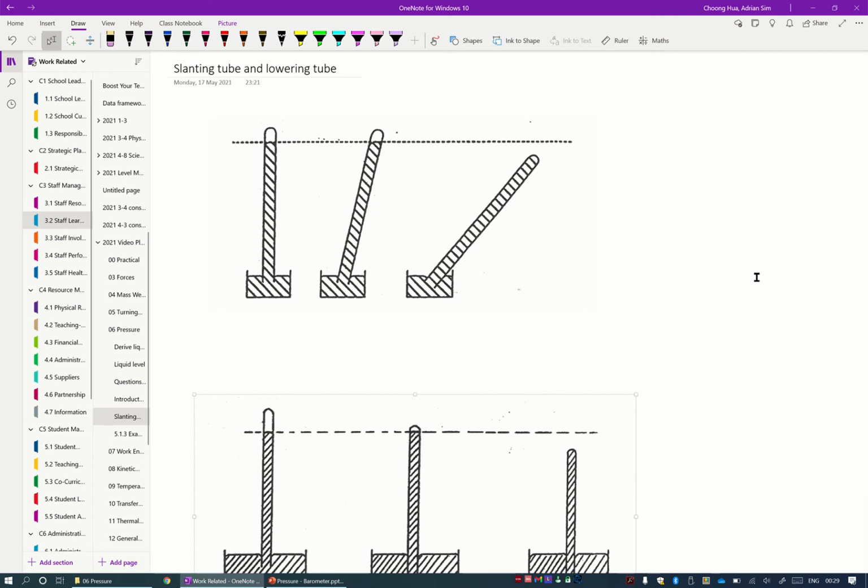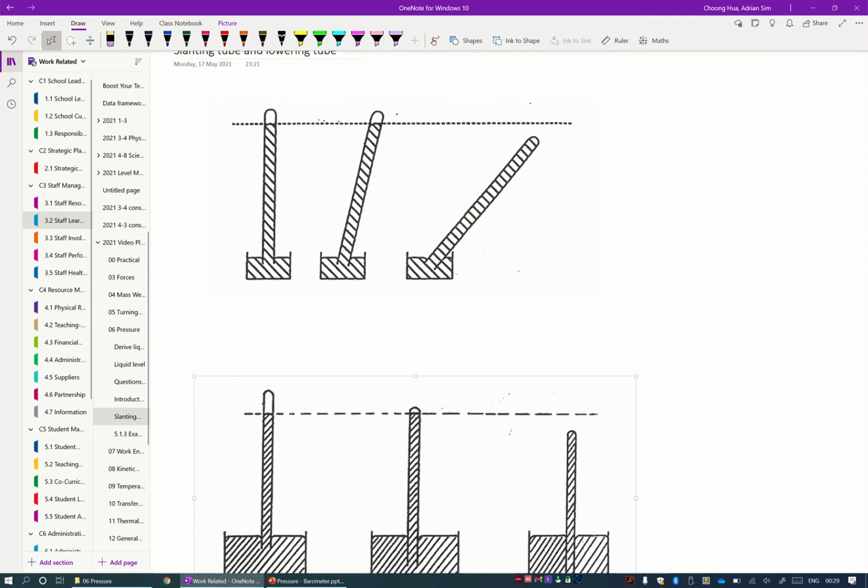Now in the earlier video, I shared with you how we're going to use the barometer to determine the atmospheric pressure. For this video, we're going to explore what happens if we actually change the vertical height of the barometer. Now we're going to assume that this is atmospheric pressure that we're dealing with, and hence this value is 760 millimeters.